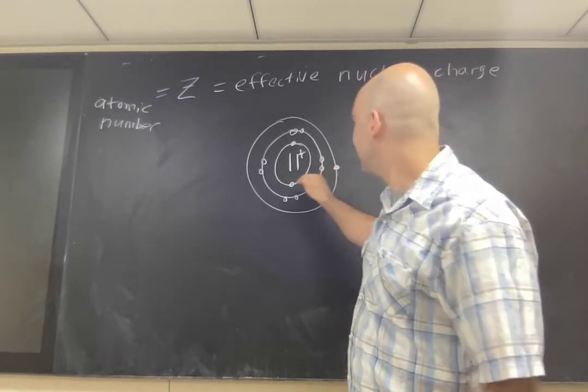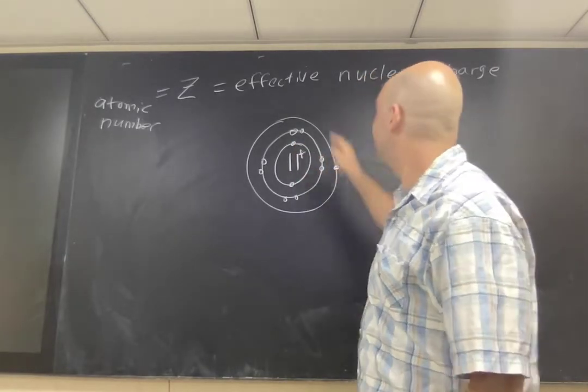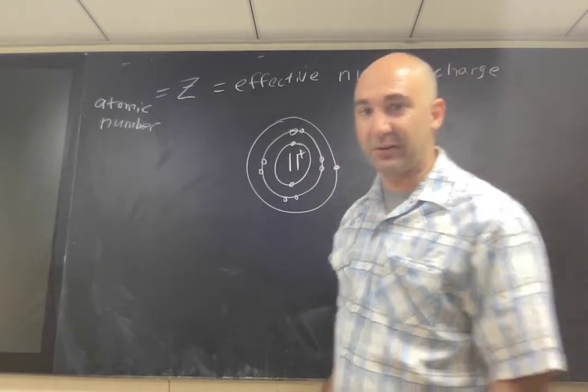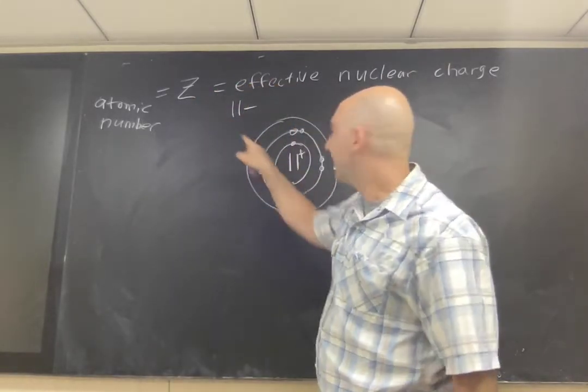But what's happening here is these 2 electrons and these 8 electrons are pushing this electron. So this Z, the easy way to calculate this is to say 11, because that's the number of protons.